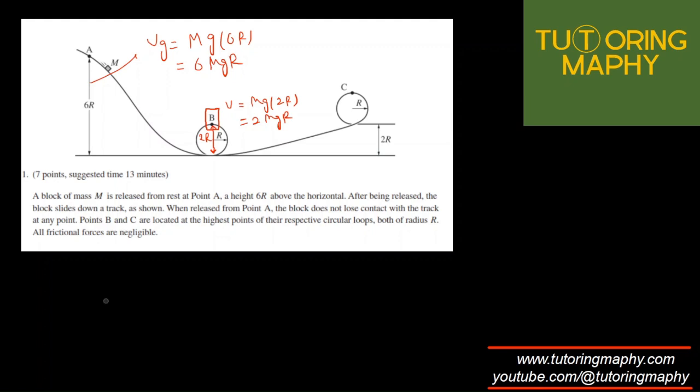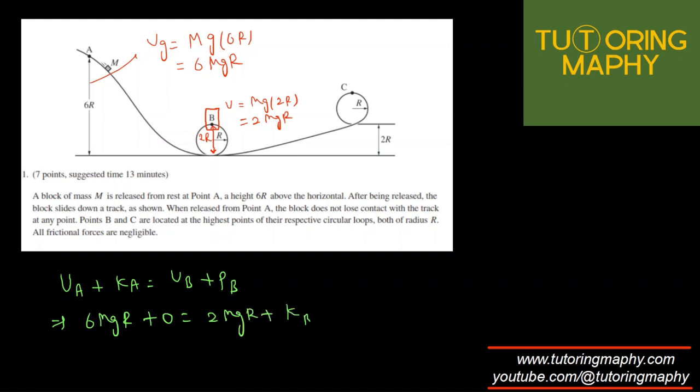But since the total energy is conserved, we can say that U at A plus K at A should be equal to U at B plus K at B. I'm just conserving the mechanical energy. U at A is 6 mgr, kinetic energy at A is 0. U at B is 2 mgr, and that is K of B. I don't know why I wrote P here. It should be K of B. So this means that 4 mgr is the kinetic energy at B.